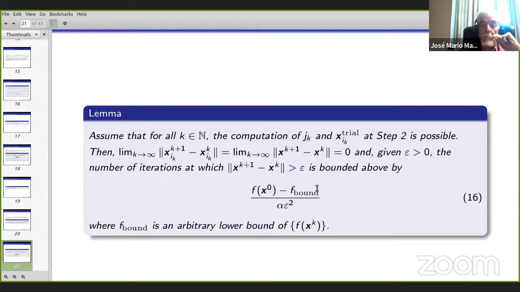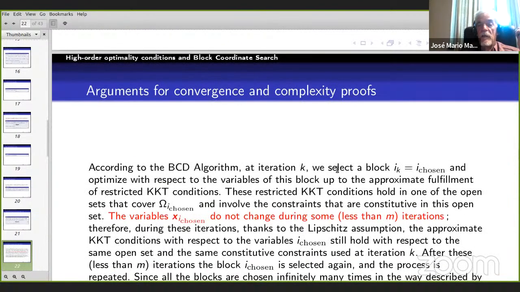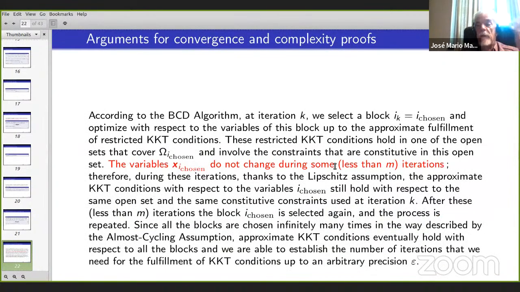And we can prove that the number of iterations in which we can achieve that the difference between two consecutive iterations is smaller than epsilon is bounded by something of the order of epsilon to the -2. And then we have the arguments for convergence and complexity proofs. Okay, the arguments are this.